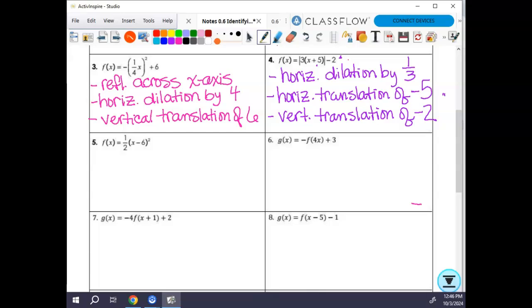All right. Does this 1/2 affect X or Y? What do you think? Y. Good, because it happens after we square that. So that means this is a vertical dilation because I'm multiplying by what? 1/2.